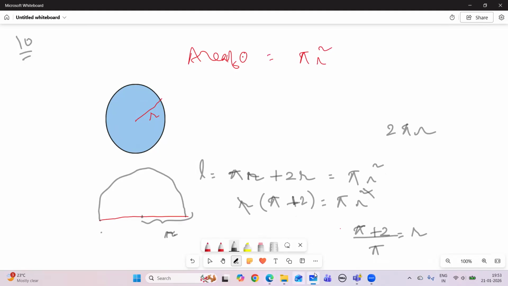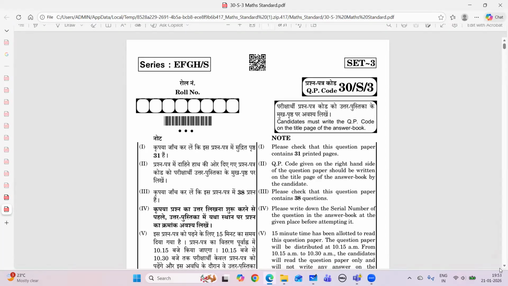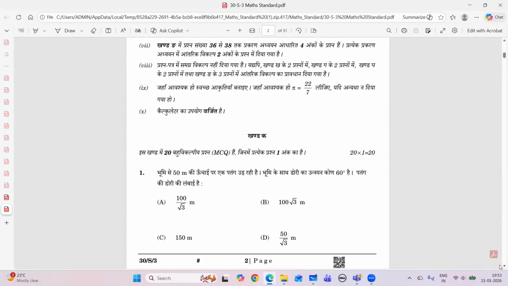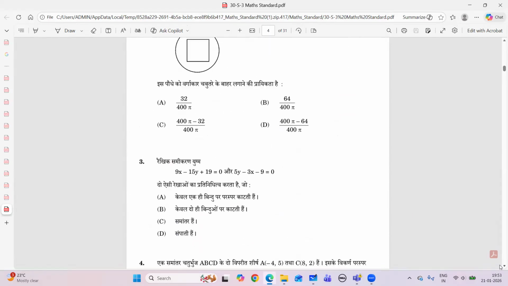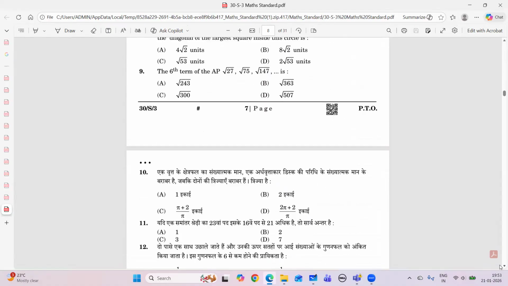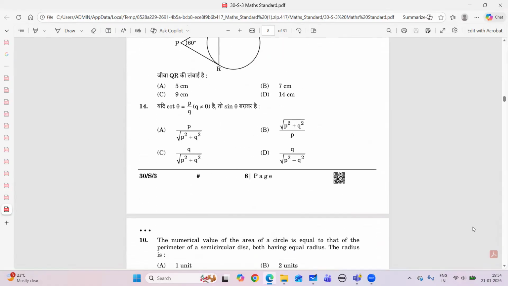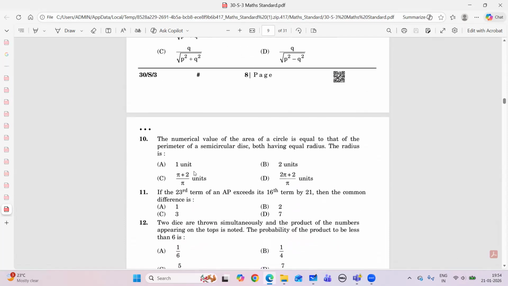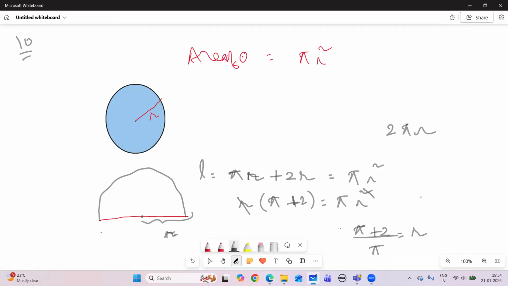So let's pick up this choice. It is pi plus 2 by pi. The answer is C. C is the right answer, pi plus 2 by pi.